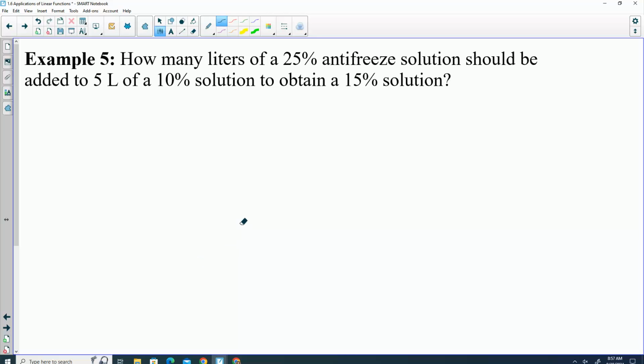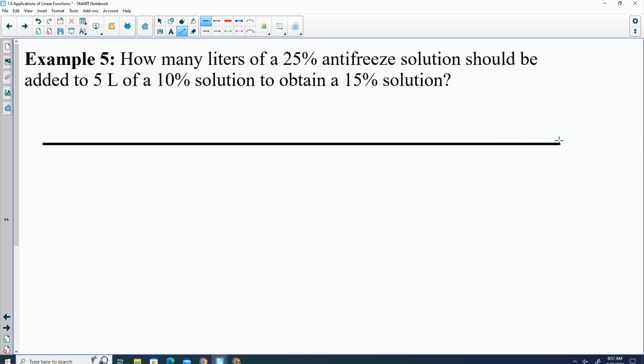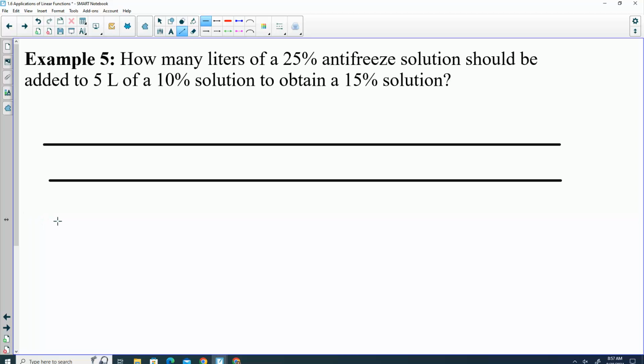In our notebook, it says: how many liters of a 25% antifreeze solution should be added to 5 liters of a 10% solution to obtain a 15% solution? So again, we have a lot of information here, so that chart is going to be very helpful to us because we're mixing two different things and getting a total.